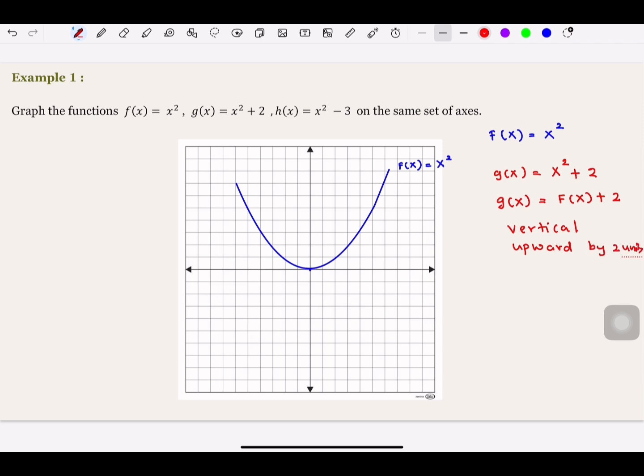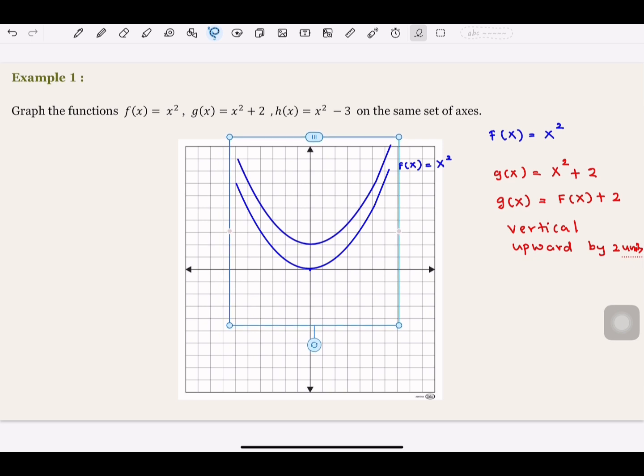So once you identify the shift, what you can do is you can take the same graph. I'm going to copy this down. And then I'm going to move this graph 2 units upward. So here to here, it's just 1 unit. And I'm going to move 1 more unit. So this graph over here will represent g of x. So let me write this as g of x equals x squared plus 2. So this is called a vertical shift.